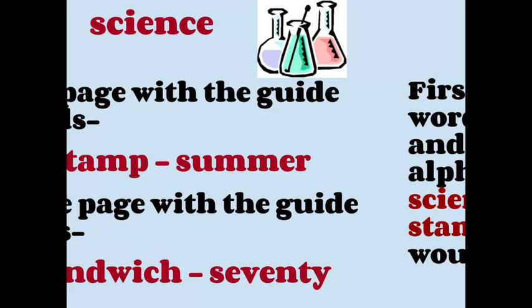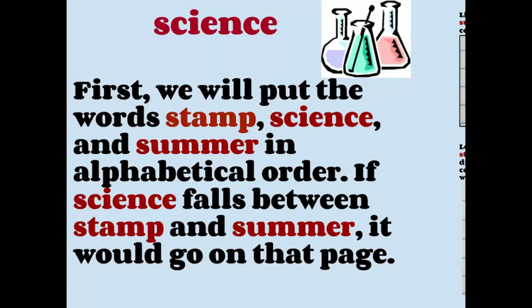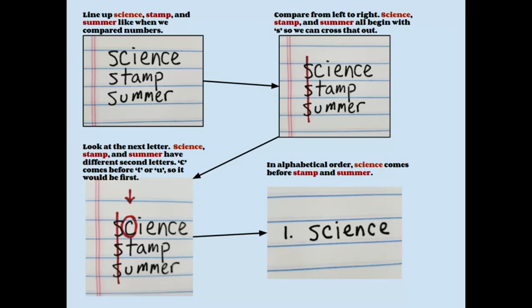First, we will put the words stamp, science, and summer in alphabetical order. If science falls between stamp and summer, it would go on that page. So let's see what that looks like. Line up science, stamp, and summer like when we compared numbers. So remember, when we compared numbers, we lined up all the place values. Here, we're going to line up the letters from left to right. So we're going to compare from left to right.